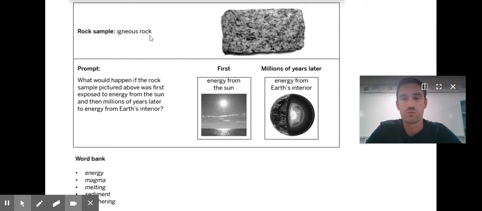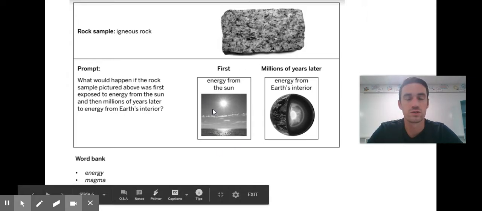So in my first writing prompt, the rock sample I'm looking at is this igneous rock right here. And my prompt is, what would happen if the rock sample pictured above was first exposed to energy from the sun and then millions of years later to energy from Earth's interior? So I know I have to answer both parts of this. What's going to happen if it's first exposed to energy from the sun? And then what's going to happen if millions of years later it is exposed to energy from Earth's interior?